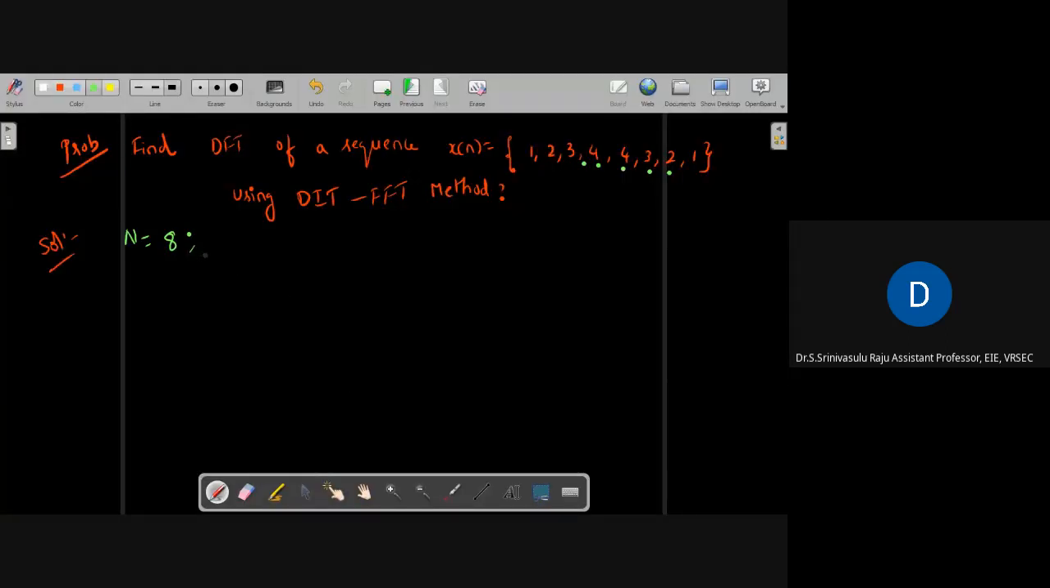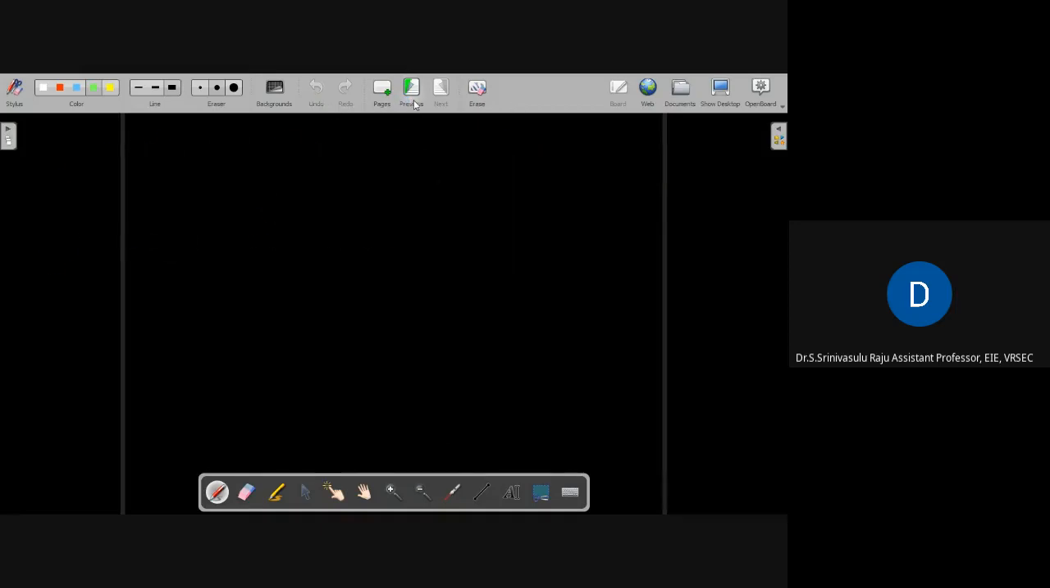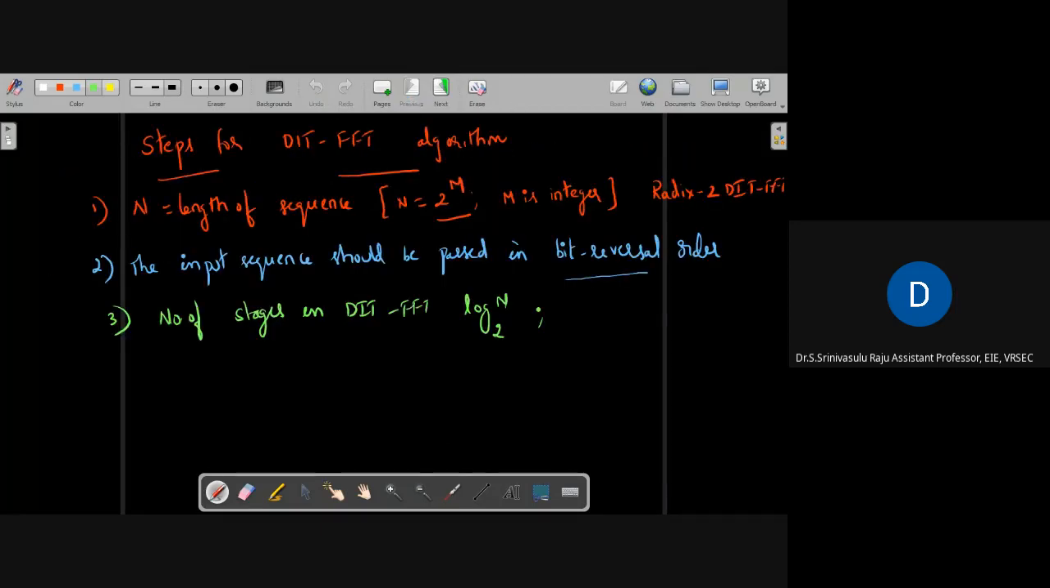N equal to 8. Now this N should be represented in terms of 2 power M. So what is the value of M? 8 is equal to 2 cubed, so we have M equal to 3. After finding M equal to 3, what is the next step? The input sequence should be passed in the bit reversal order.